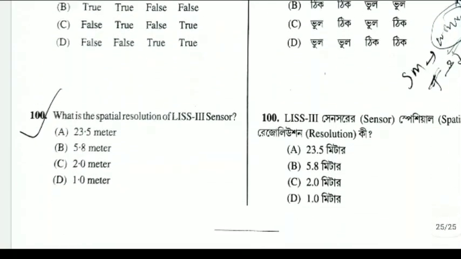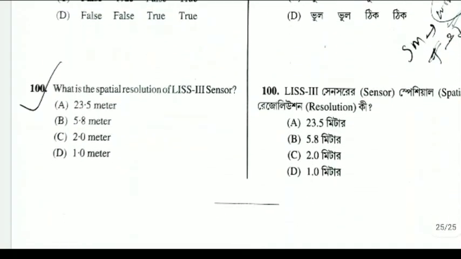Coming to the last question. What is the spatial resolution of the LISS-3 sensor? So this is a direct question. Option A will be correct. 23.5 meter is the spatial resolution for the LISS-3 sensor.